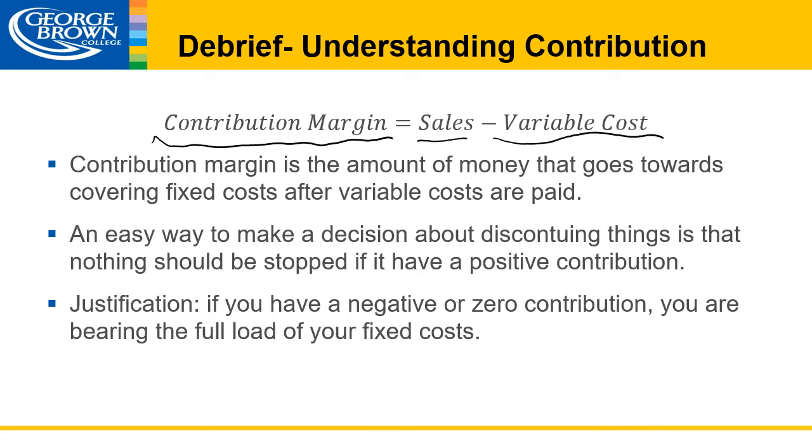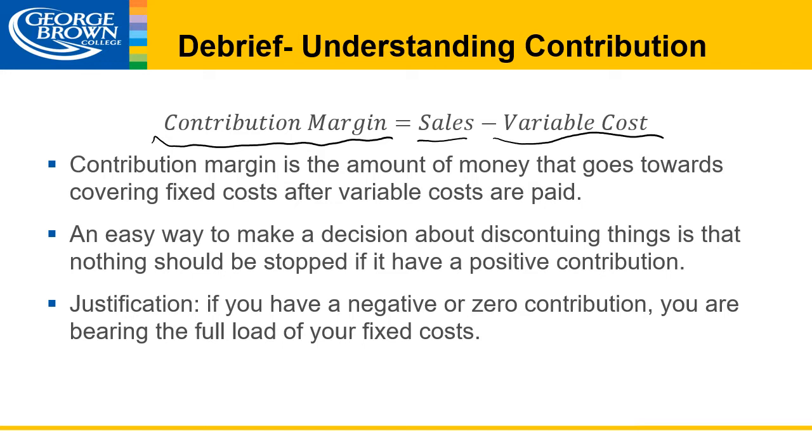The rule with your contribution margin is that you should never stop doing or discontinue something if it has a positive contribution. Fixed costs must always be covered to give us a profit. Variable costs depend on sales. So if we have a contribution margin, we're contributing towards those fixed costs and also providing a profit. And that's what we want to make: profit.